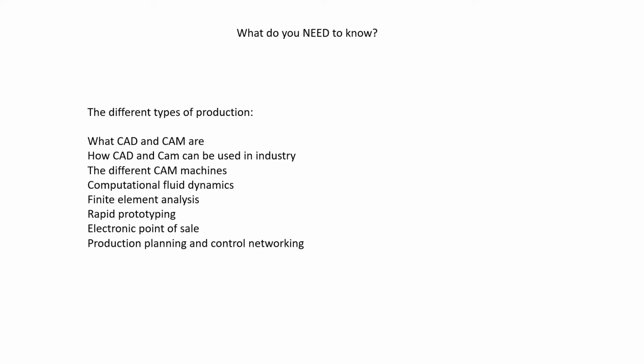So what CAD and CAM are, how CAD and CAM can be used in industry, different kind of CAM machines that you'll use. So these three are more of the GCSE subject knowledge I was expected to be at. The first two definitely. The third one hopefully a little bit you're aware of, like laser cutters and that sort of thing, and 3D printing. And then the bottom ones: computational fluid dynamics, also known as CFD, finite element analysis, rapid prototyping, electronic point of sale, and production planning and control networking. Those are very A-level specific, so I'm not expecting you to be able to tell me about those now, but I'm hoping you've got a little bit of an idea of what the first two, maybe three are.